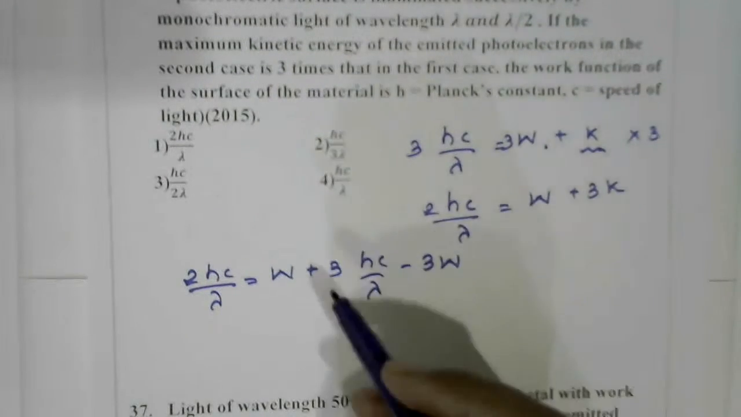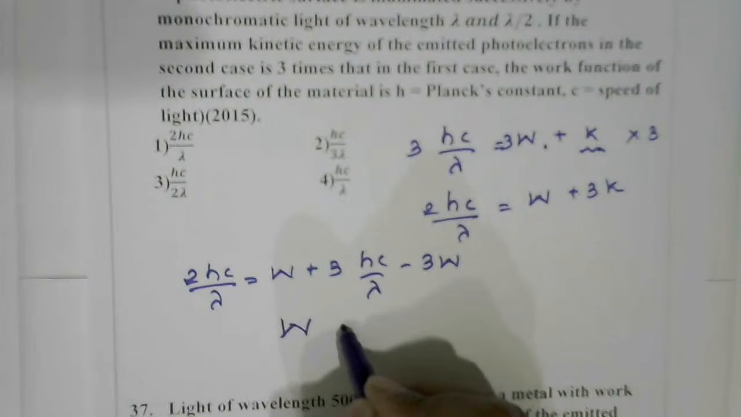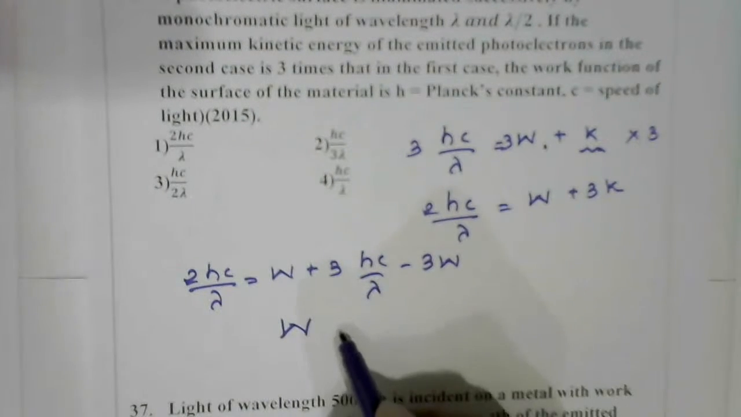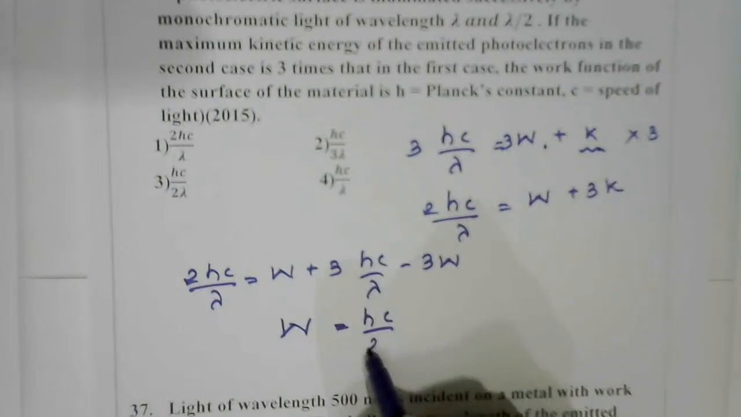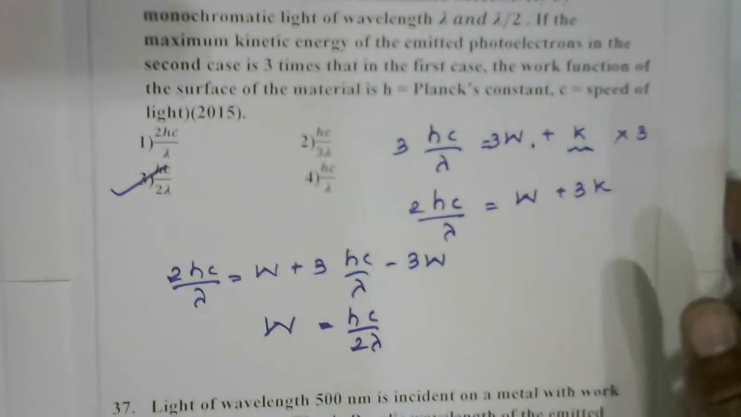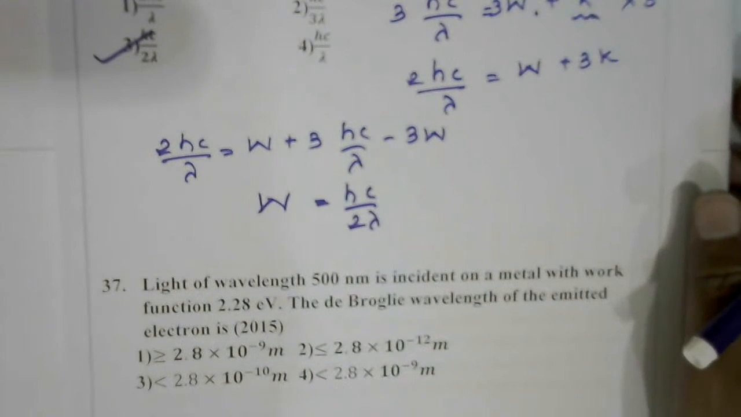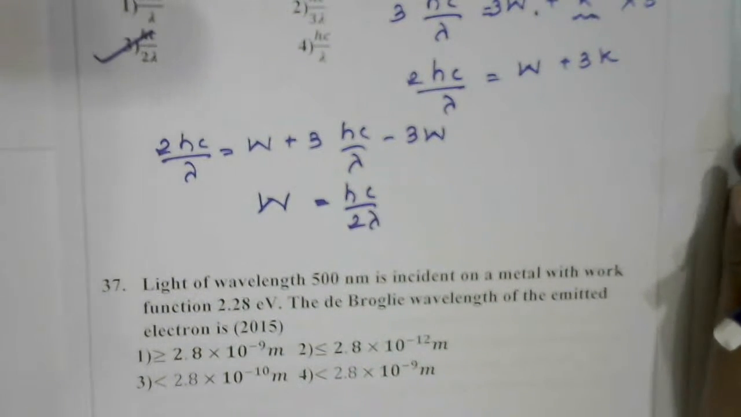If you simplify this, you are going to get the work function equal to hc by 2 times lambda. So the third option is correct. Yes, hc by 2 lambda. No problem.